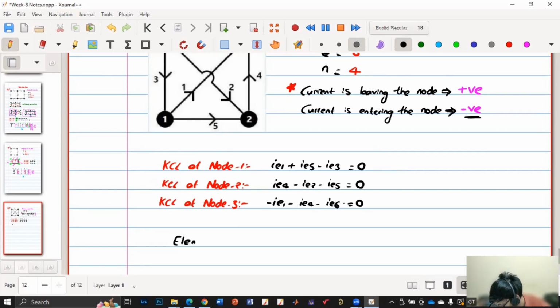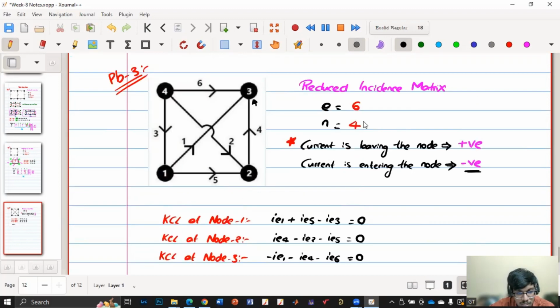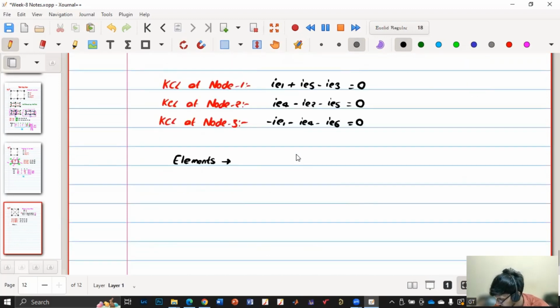Is that clear? Yes, sir. Okay. So first we'll write the elements. There are how many elements? 6 elements. So we'll write 1, 2, 3, 4, 5, 6.